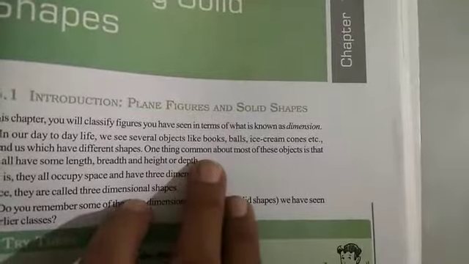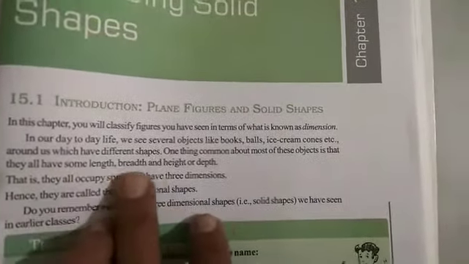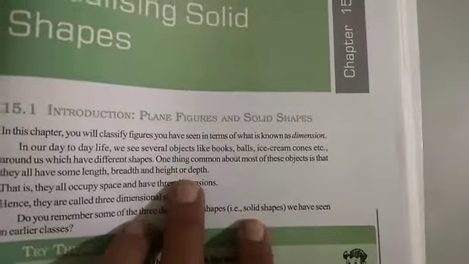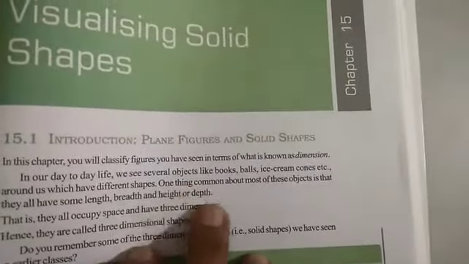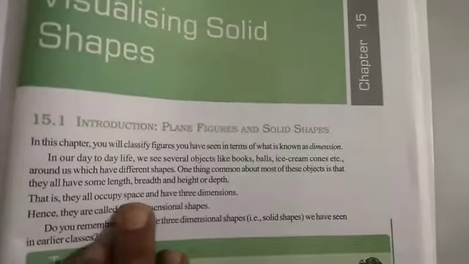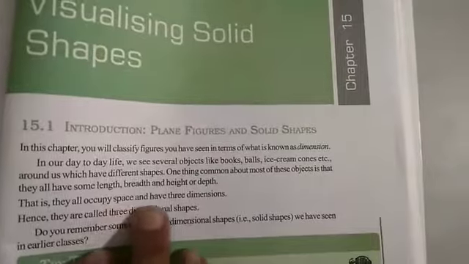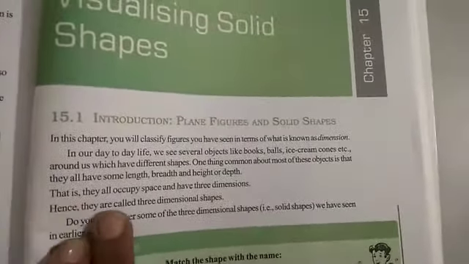One thing common about most of these objects is that they all have some length, breadth and the height or the depth. Sometimes we consider it as a height, for example, we'll take the height of a room, but if we talk about a well, we'll take the depth of the well. They all occupy space and have three dimensions. The objects occupying space and having three dimensions are known as solids, as you all know. Hence they are called three-dimensional shapes.